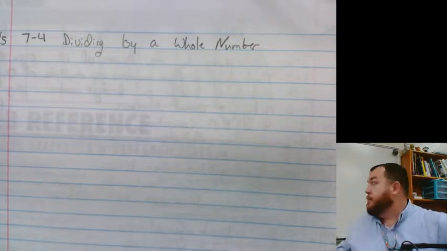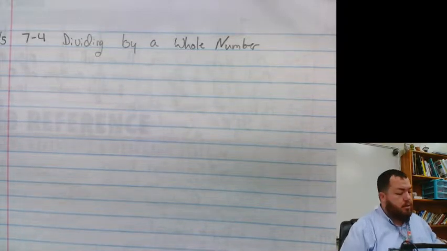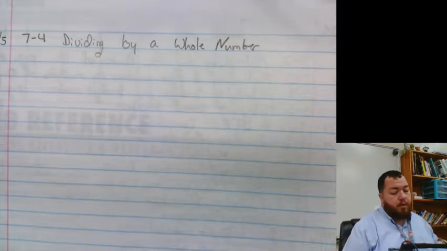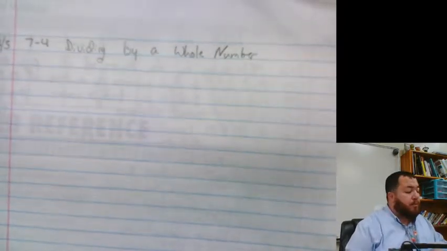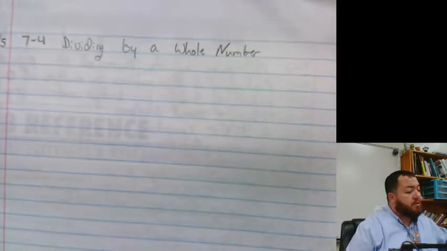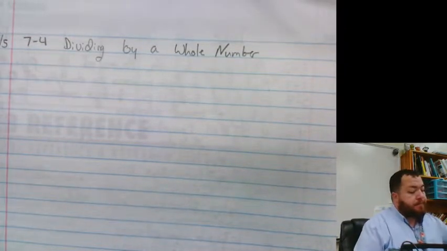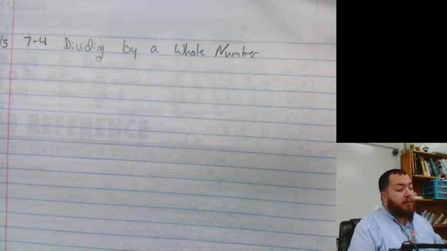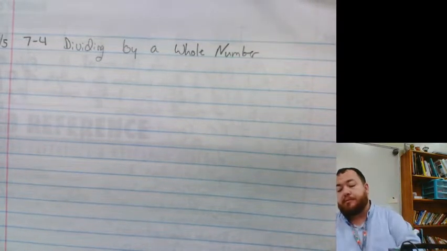So today we're going to be working on 7-4, dividing by a whole number. So we've already done dividing whole numbers by whole numbers, but today we're going to divide a decimal by a whole number. Okay? So we're going to use the same things we've already learned before, and we're going to apply them to decimals.